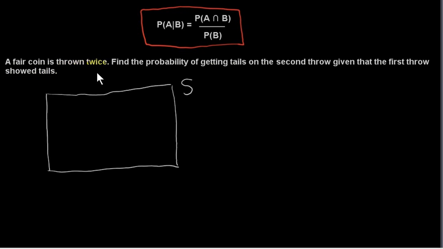Well, we are dealing with independent trials here. So you probably know that the answer is a half. The probability of getting tails on the second throw is not affected by how the first throw turned out. Whether the first throw was heads or tails, it has no effect on the second throw. But I just want to discuss independent events in connection with conditional probability by using this very simple example.